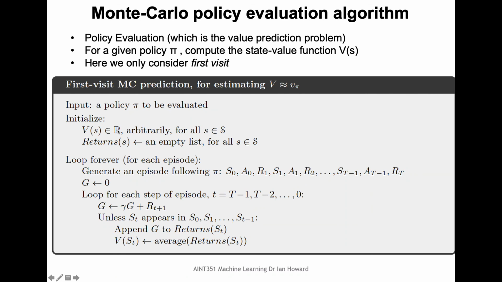You could always set them all to 0. We're going to make lists as we go through. Then we have a loop which, for each episode, generates an episode. In other words, we start off in a state and take an action, go to another state, take an action, go to another state, all the way through until we get to the goal. And we record all of those things: the state sequence, the action we took, and the reward on each step.